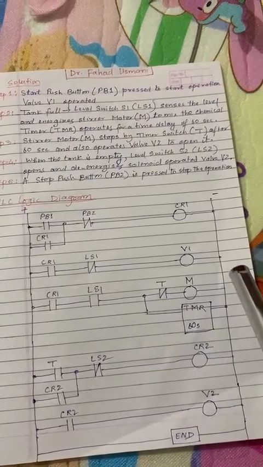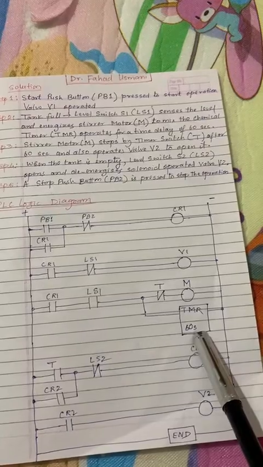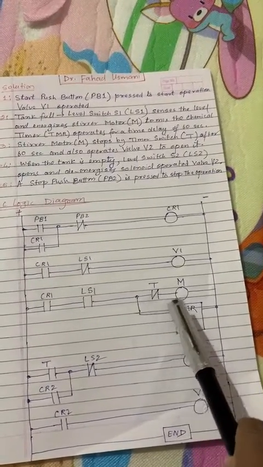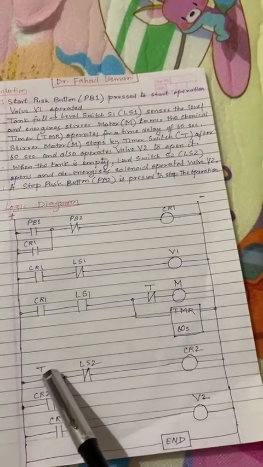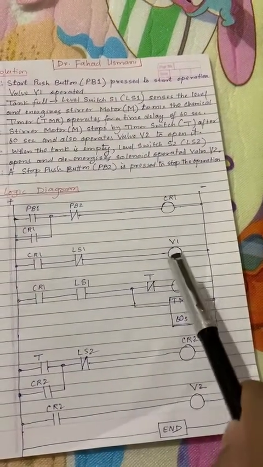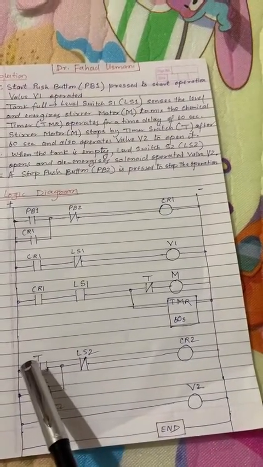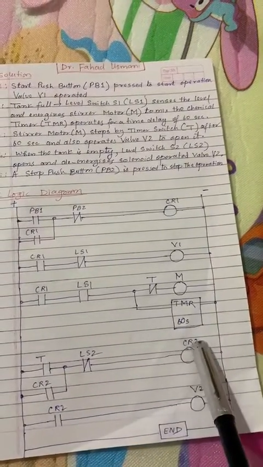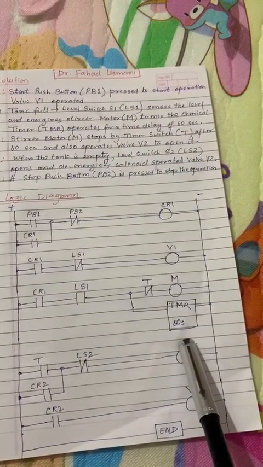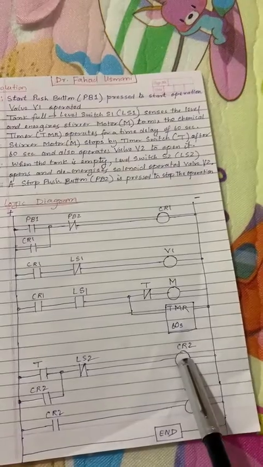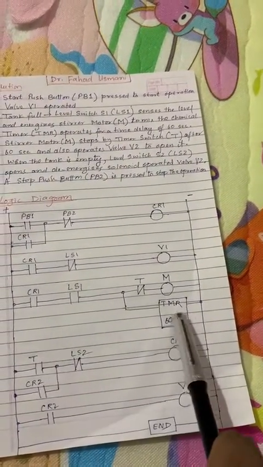All right, so the timer goes for 60 seconds, and when the 60 seconds are done, it will send a signal to this T. This will be open and this will be closed. So now our motor stops. When the motor stops, we connect this T to our CR2. This is the next relay. Now this gets closed because of the timer.